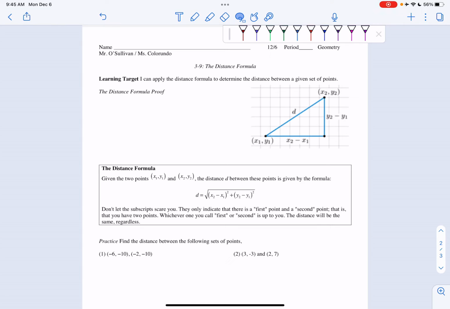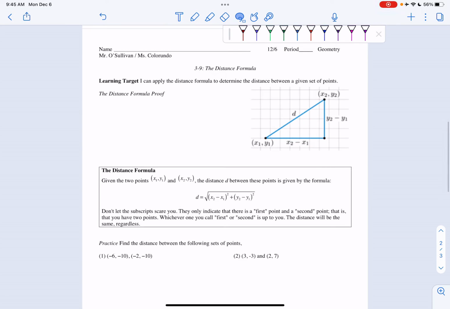Today's learning target is I can apply the distance formula to determine the distance between a given set of points. This is a formula you're going to have to memorize, but let's see how we prove this formula. So we're going to be using this formula to find the length of any given line segment.